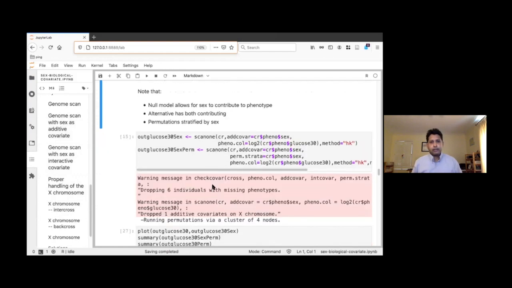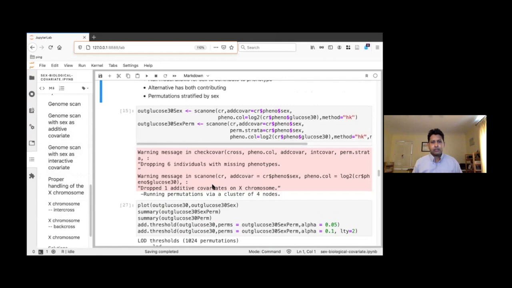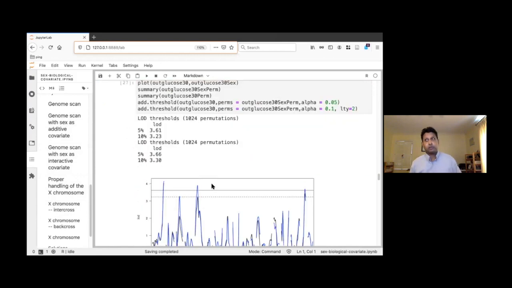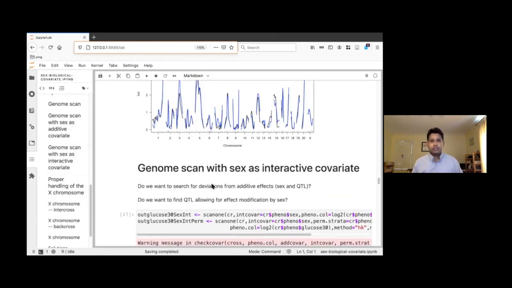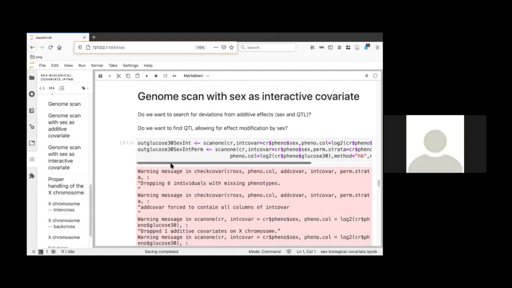So the next thing we can do is consider a more complex model for sex, which in this case would say, let's consider the possibility that sex modifies the effect of the Qtl, or the effect of the Qtl depends on sex. And so this would be called considering sex as an interactive covariate.